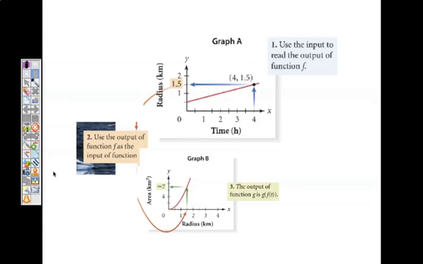So in a composition, sometimes you need 2 or more functions to describe a problem. So suppose an offshore oil well is leaking. Graph A here shows the radius of the oil leak over time, and graph B shows the area as a function of the radius. So we need the radius to find the area. So first we would do the first function. For example, after 4 hours, the radius is 1.5. Then we take that output value and stick it in for the input value of graph B. So if the radius is 1.5, then the area would be 7.